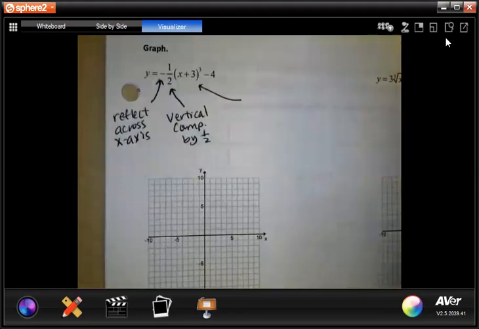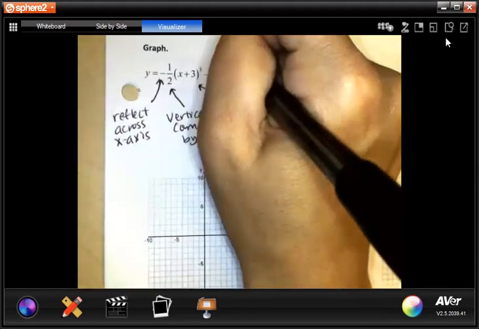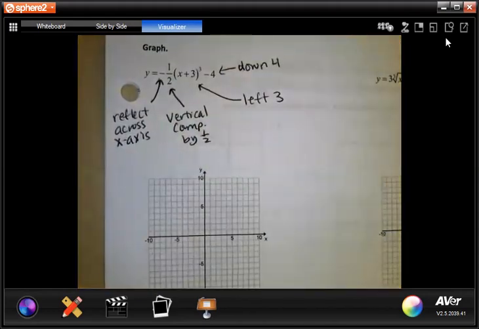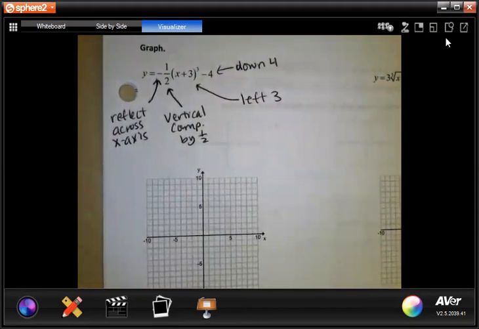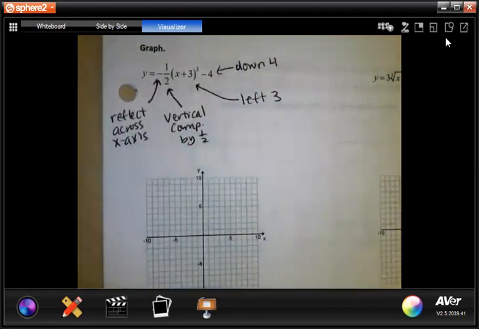We've got a 3 on the inside there, so that is a left 3. And then on the outside, we have this 4, and that is a down 4. So you always want to get all of the transformations that you have. Don't just pick one or two. You've got to do every single one of the ones that are there. So I've got 4 different transformations I'm going to do.